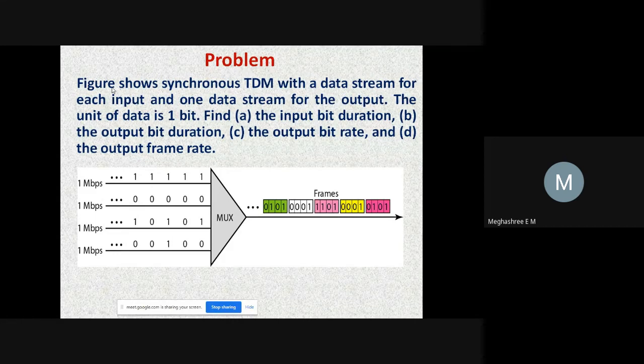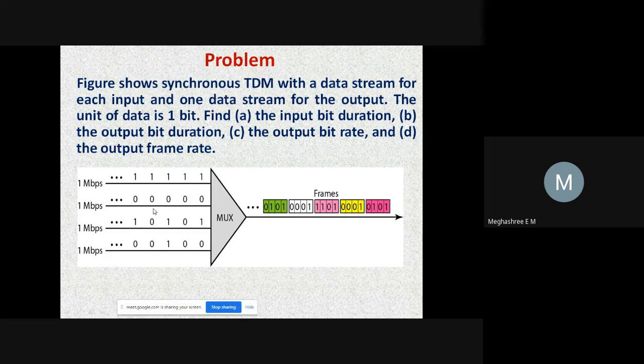So here the synchronous time division multiplexing is used with a data stream for each input and one data stream for output. So it means it has input data streams, and it gives you one output data stream. And you know that the output is in the form of frames, right?